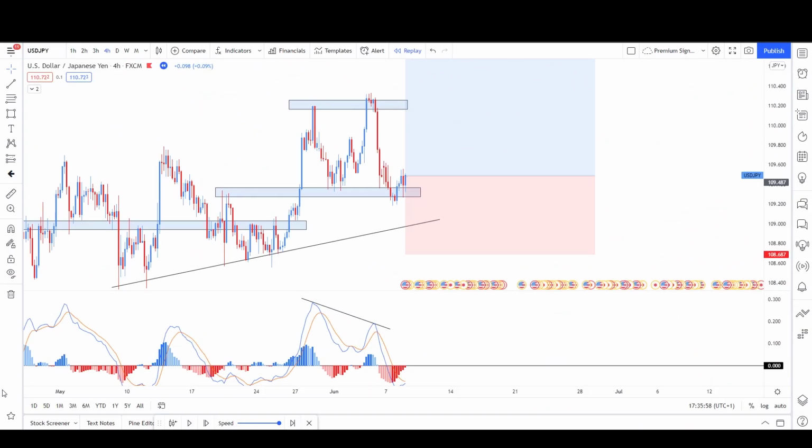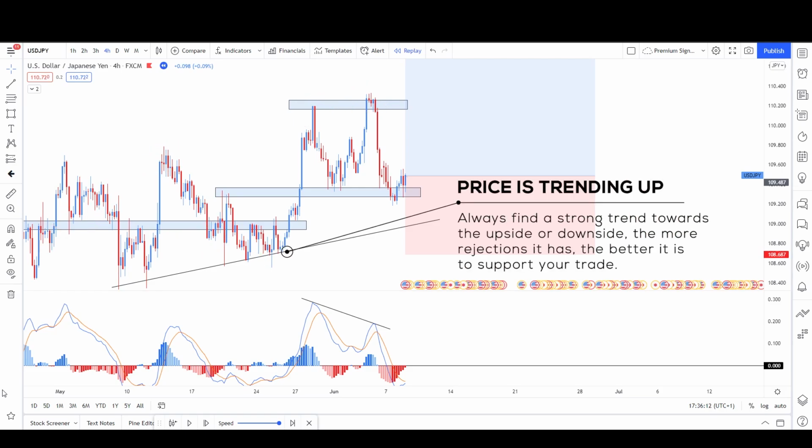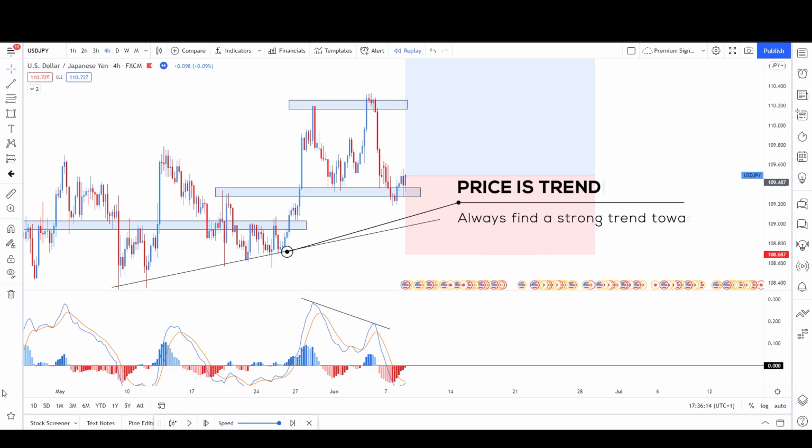So please consider the following example on USD/JPY 4-hour time frame. We can see that the price has been trending towards an upside for some time, making higher highs and higher lows. We also have a few strong touches on the trend, confirming that we are definitely in a bullish market.